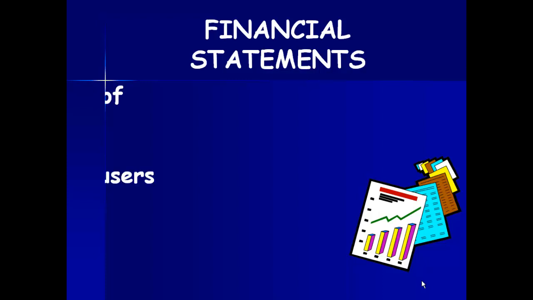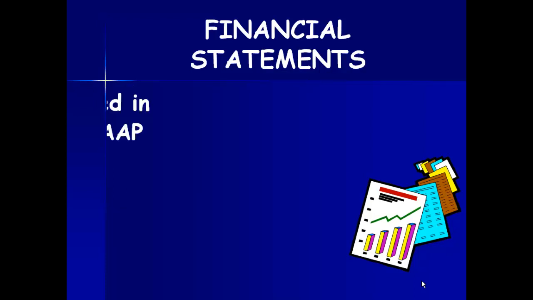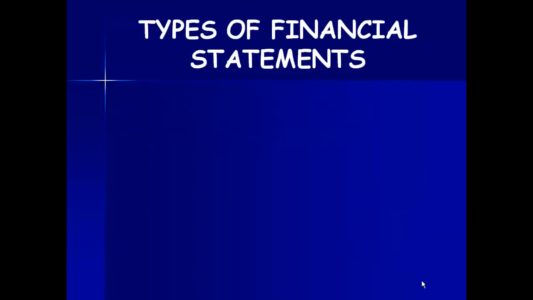We are going to be preparing 4 financial statements, 3 of them in this chapter. But financial statements are our primary means of communicating information to people outside the company. They are not perfect. They contain some things which are estimates, which aren't completely objective, but they still are our best way of going about it at this point. Financial statements have to follow GAAP. Those are the rules that we have to follow whenever we prepare our financial statements.